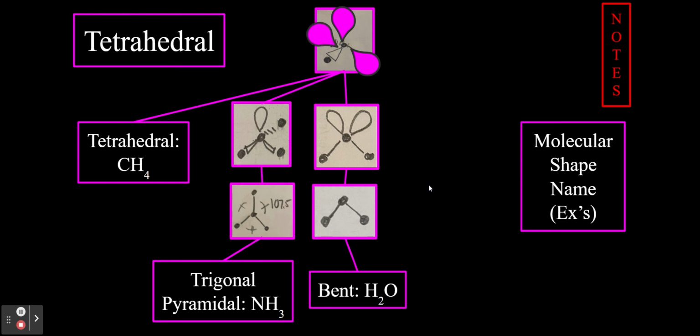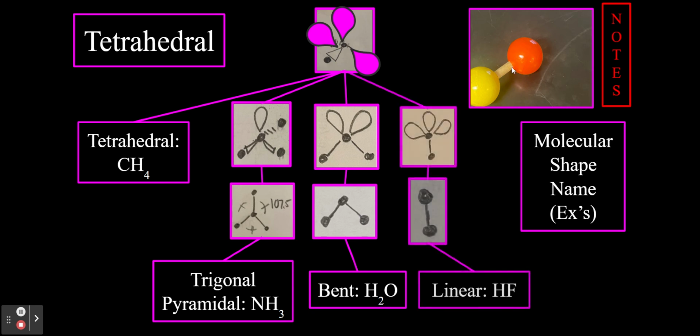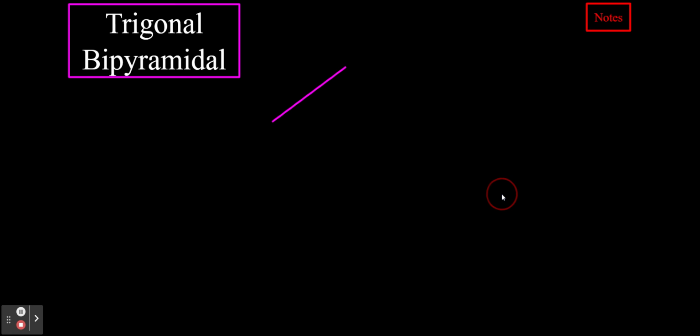If I add a third lone pair to this tetrahedral electron geometry, this is hydrogen fluoride, hydrogen chloride, bromide, iodide. These are all the halogens bonded with hydrogen. It looks like this.